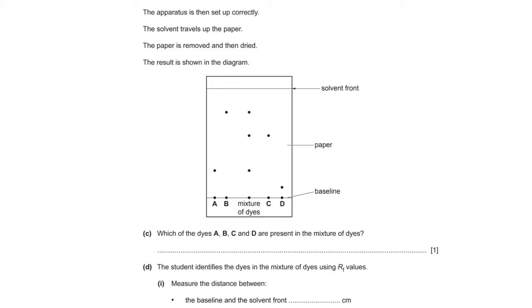Okay, the apparatus is then set up correctly. The solvent travels up, the paper is removed and then dried. The result is shown in the diagram. Which of the dyes A, B, C, and D are present in the mixture of dyes? You have to see which spots appear in line with the mixture of dyes. For example, A is present in the mixture, and C is present in the mixture, and D is not present in the mixture, and B is also present in the mixture. So you will write A, B, and C, because all A, B, and C have spots whose Rf values are equal to the Rf values of one of the spots in the mixture of dyes.